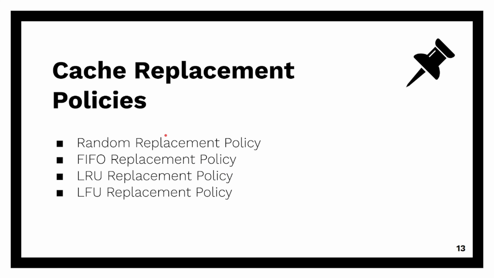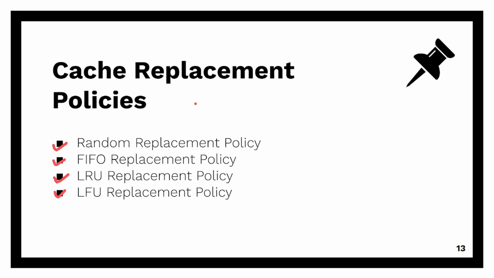There are different cache replacement policies. The first is random replacement, then first in first out, least recently used, and least frequently used. We will see them one by one. The first one is the random replacement policy. By the name, it is clear: we remove some random cache line without thinking about anything. This is like a no-brainer, but it is helpful sometimes.